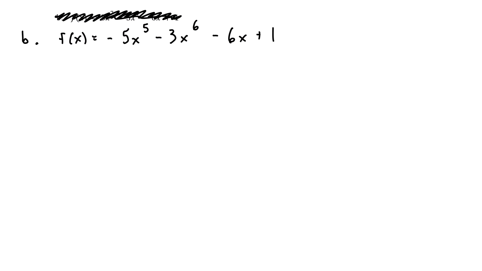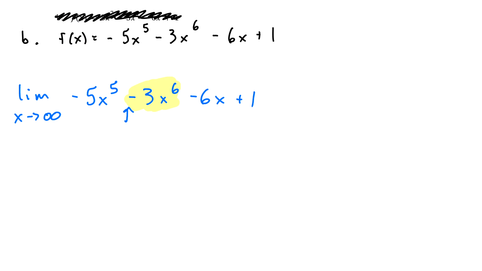So if I wanted to find the limit as x approaches infinity of our whole function, negative 5x to the 5th minus 3x to the 6th minus 6x plus 1, we'll start by identifying our leading term, which in this case is negative 3x to the 6th. It's really important that we grab that negative sign there too. We do want to make sure we grab that. And we could ignore everything else. So this is the same as saying limit as x approaches infinity of negative 3x to the 6th power.